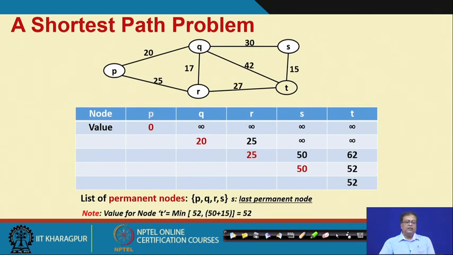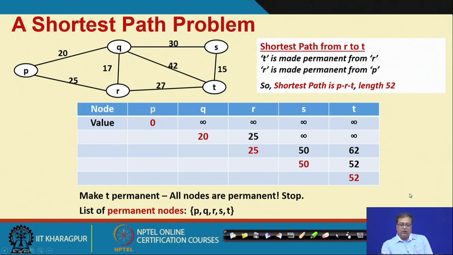So, come to the next slide. Now, the last node to be made permanent is S. Now, S to T distance is 15. The value for S was 50. So, it is the minimum of 52 and 50 plus 15, that is 65. So, 52 is lower. So, that means t value will become 52 only, it does not change. Is it all right? So, now we have all the values computed and all nodes are permanent: P, Q, R, S, T. To be specific, t is permanent.